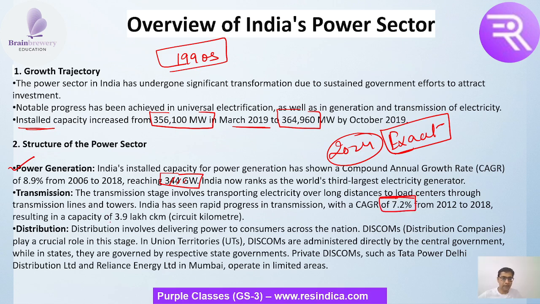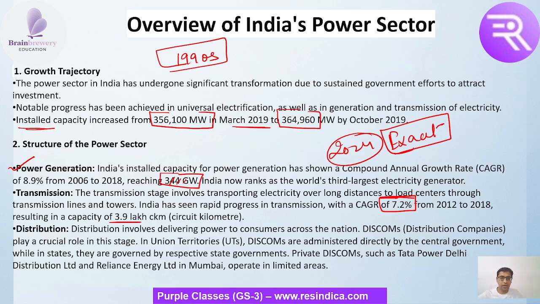7.2%. We have already installed a capacity of 3.9 lakh circuit kilometers of transmission lines. Transmission lines tell us how fast we are doing electrification, how long a distance we are focusing on, and how the load centers are distributed in our transmission line. India has made very rapid progress under that. There is a capacity addition that has happened in these years.